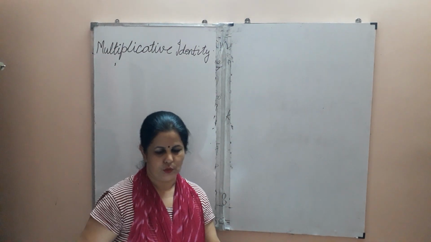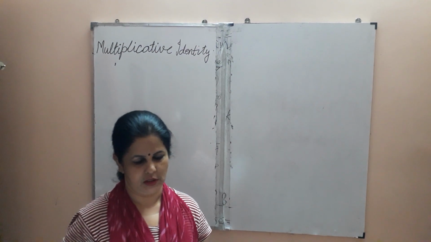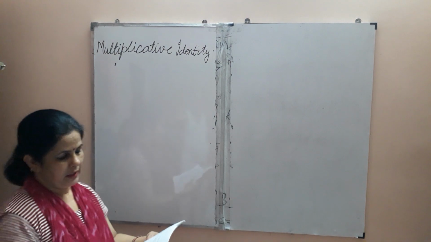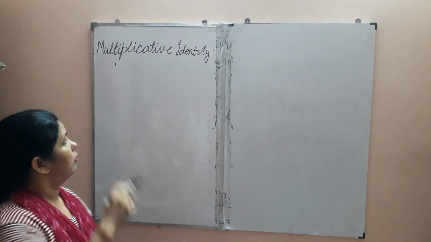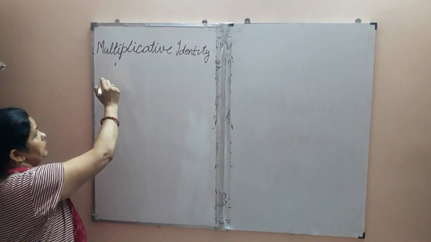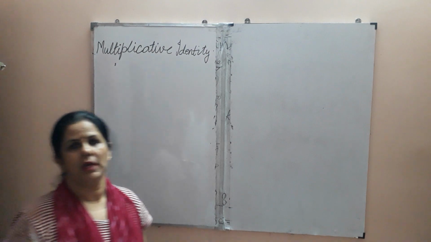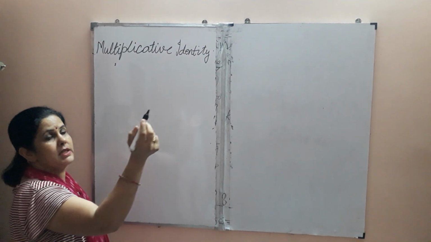So, students, yesterday we had done associative property of multiplication. Today we will do multiplicative identity, as we have done in the addition, the additive identity. Now we will do multiplicative identity. It means that a multiplicative identity of any whole number is a number which, after multiplying, doesn't change its identity.